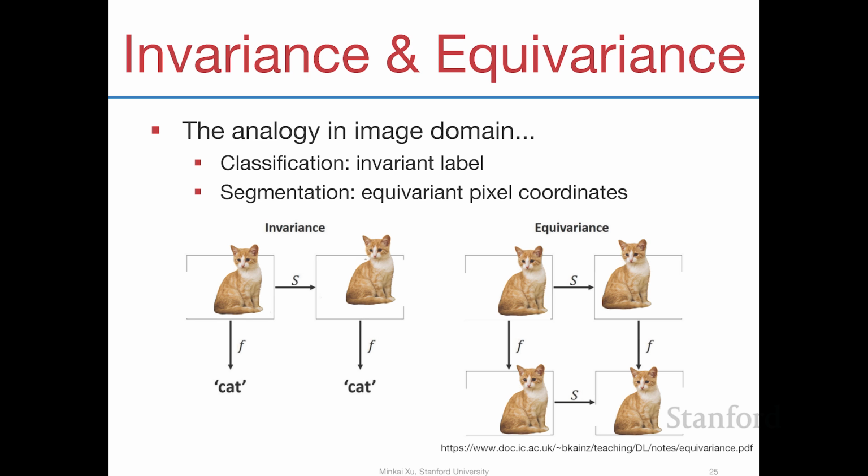When we do classification, no matter how you change the image, the output stays the same. But when we do segmentation, what we output is on every pixel coordinate or every pixel position. So they will also change together, considering rotation and translation. So this is equivariance in the computer vision domain.